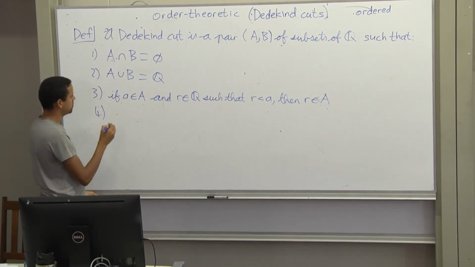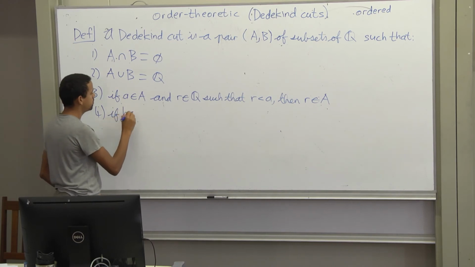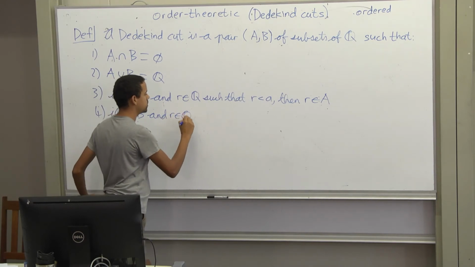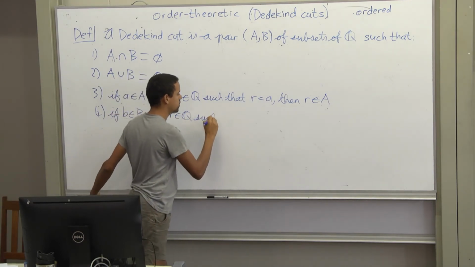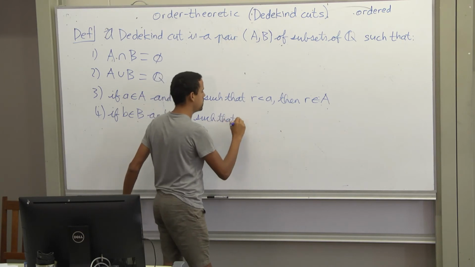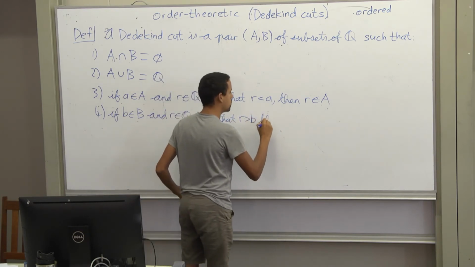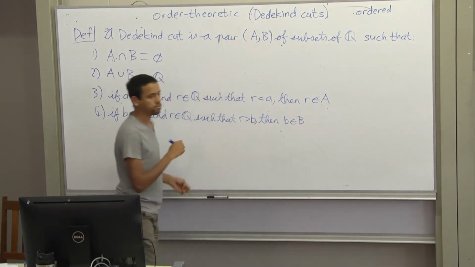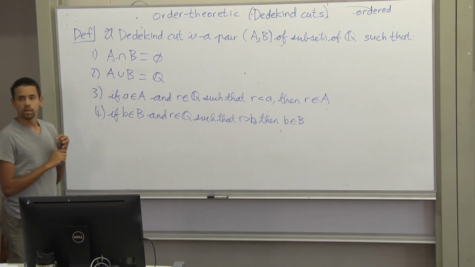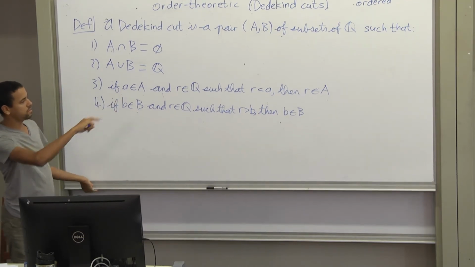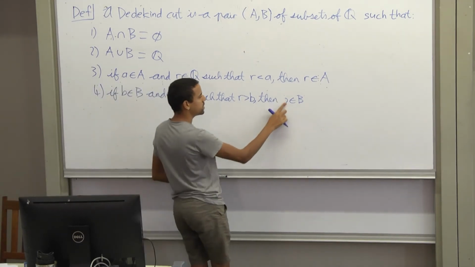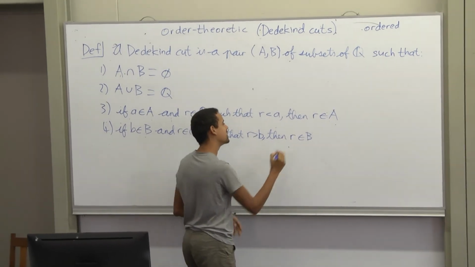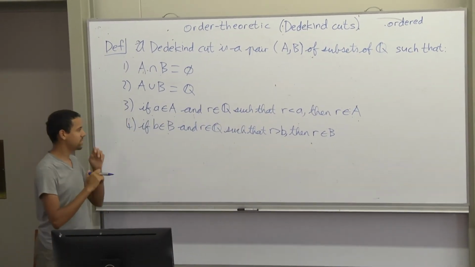The fourth condition is similar. If b is in the other set B and r is a rational number which is greater than b, then r is also in B. You said b is also in B. Well, small b is in big B. No, r should be in B. Well, technically what I wrote isn't false because b is in B. It's just not what you meant to write. It's not what I meant to write, yes.